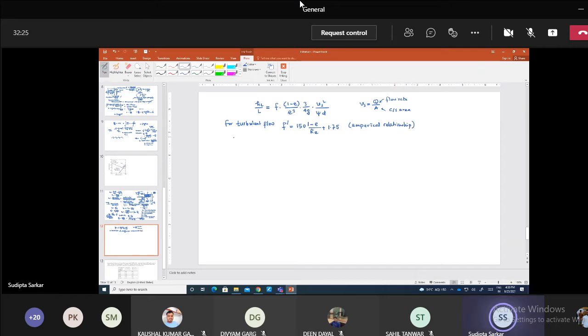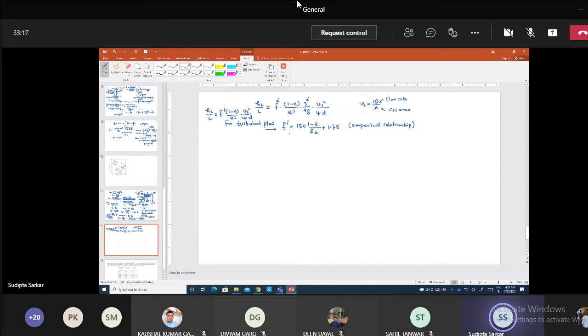So we can actually replace this formula with this: HL by L equals F dash into (1 minus E) by E cube. F dash is actually considering these factors as well. Let me write this here. So we can replace this formula as HL by L equals F dash into (1 minus E) divided by E cube into Vs square by psi d. Now 3 by 4 G has been incorporated into F dash.